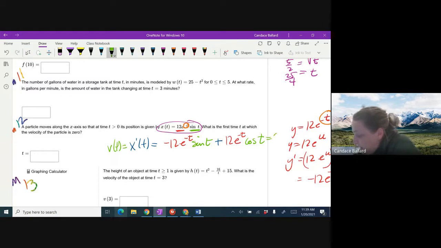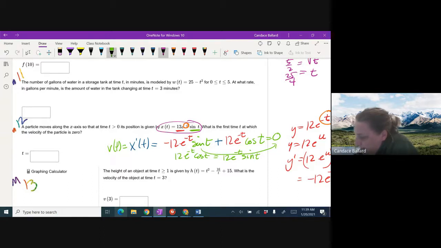I'm going to now set that equal to 0 and try to solve it. Okay, so I'm going to move this one to the other side because then it makes it positive. It really doesn't matter. So 12e to the negative t cosine t stays on the right. I've got 12e to the negative t sine t.